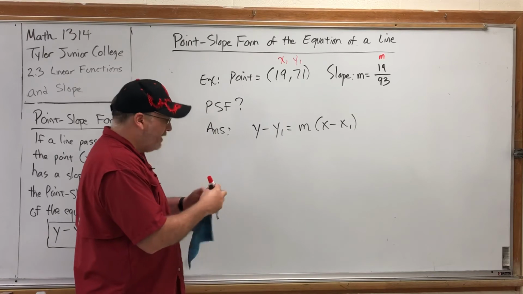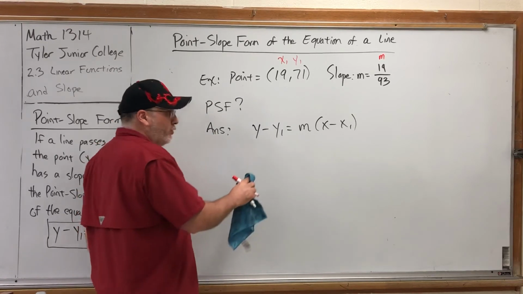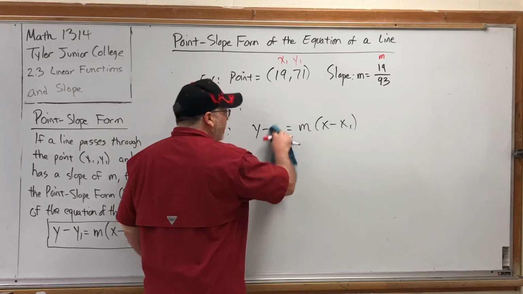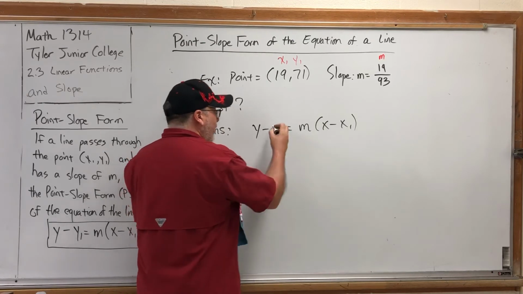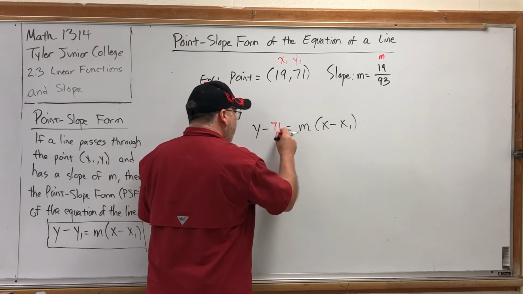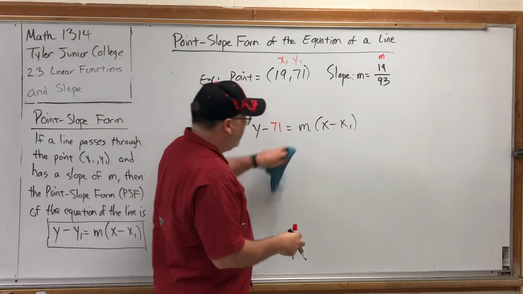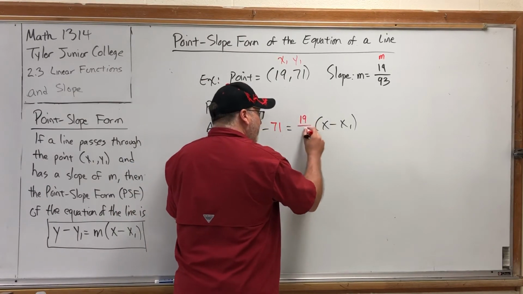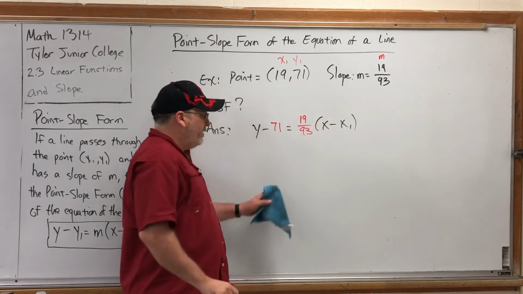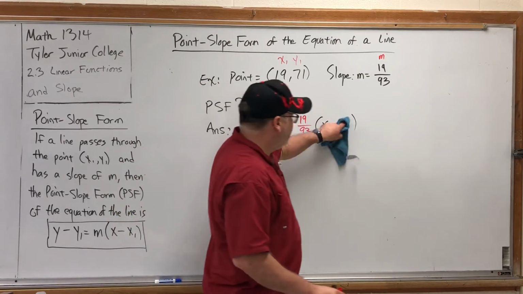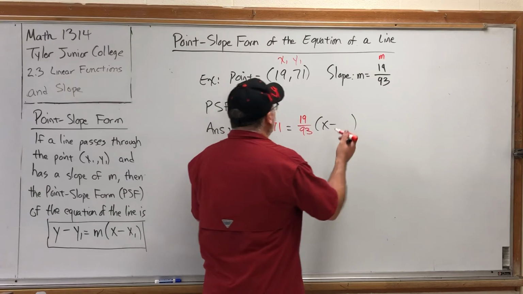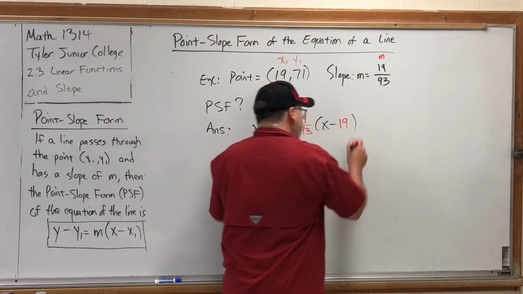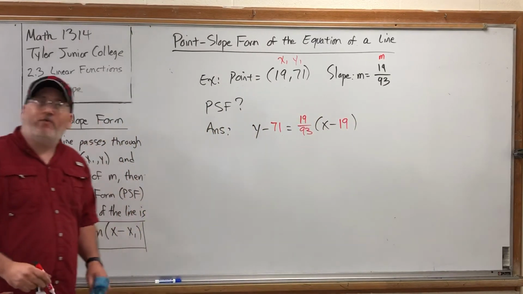So for example, from left to right, the first variable replaced is the y1, and it is getting replaced with the number 71. The next variable being replaced is the m, and it's getting replaced with 19/93. And then the last variable being replaced is the x1. It's getting replaced with a 19. And there we have it, point slope form.